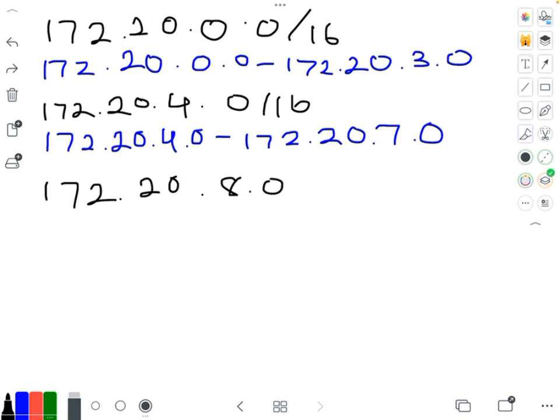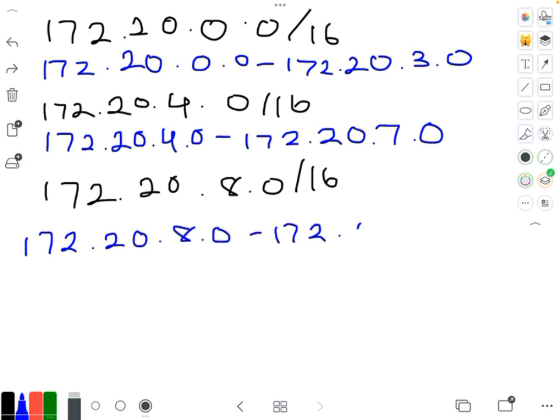Next one is 172.20.8.0/22, and our range is going to be 172.20.8.0 to 172.20.11.0. Last one, our last subnet is now going to be 172.20.